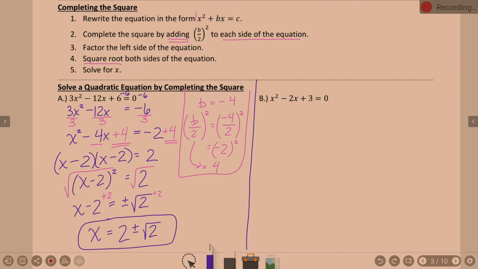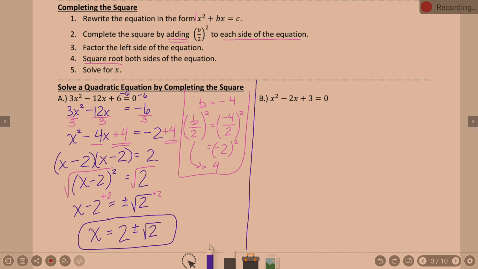Let's look at B. As we look at B, x squared minus 2x plus 3 equals 0. I'm going to tell you right now, guys, factoring's not an option here. Nope. Okay? You can't multiply to get a positive 3 and add to get a negative 2. The signs don't allow it. So, we're going to use our technique of rewriting, or to complete the square.